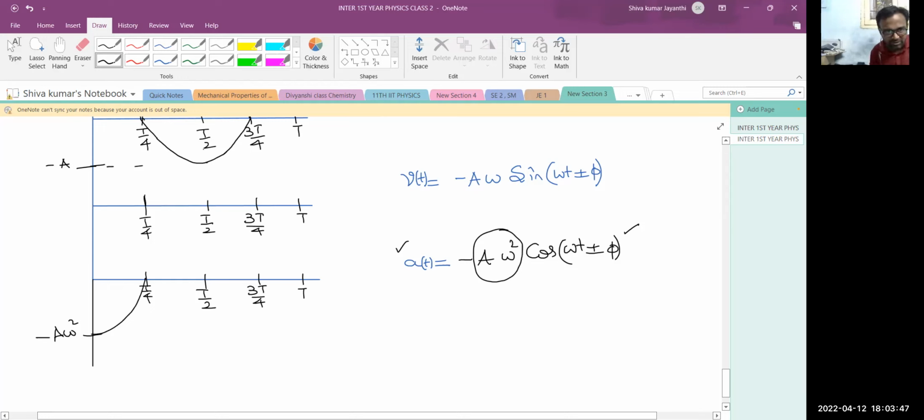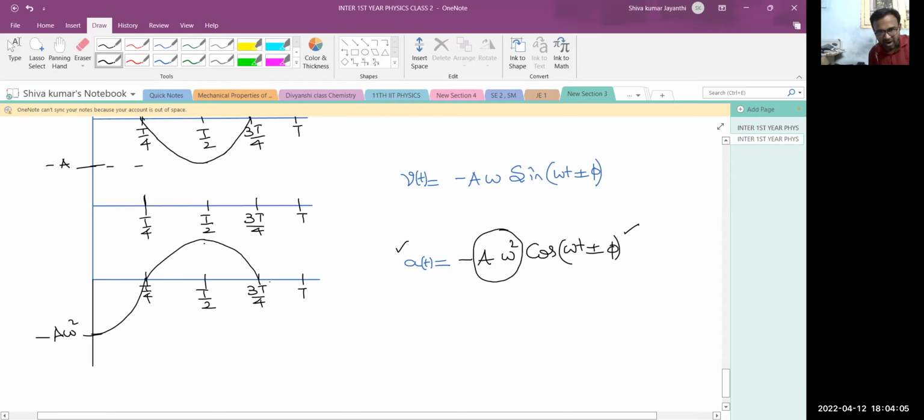At this point, you see, you got negative. Here at T by 2, it will give a positive value. Yes or no? Here it will be a positive value. So at T by 2, it will be positive. And at this 0, 0 doesn't have positive or negative. So no problem with 0.